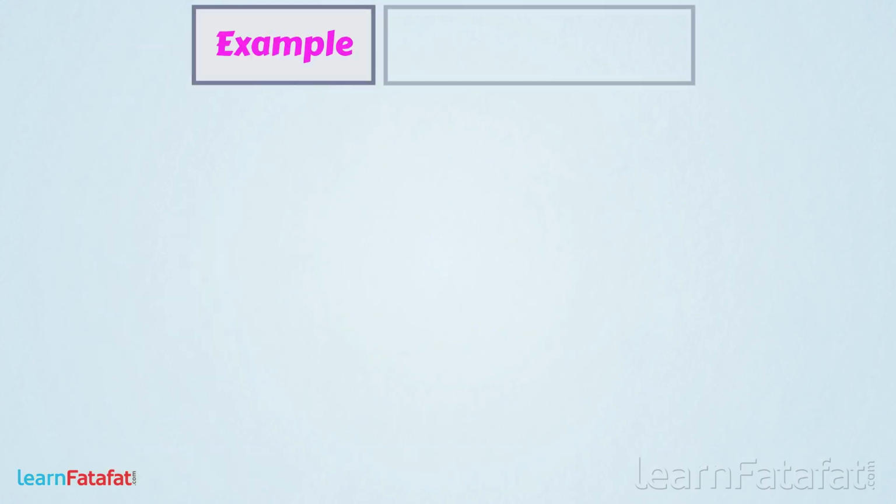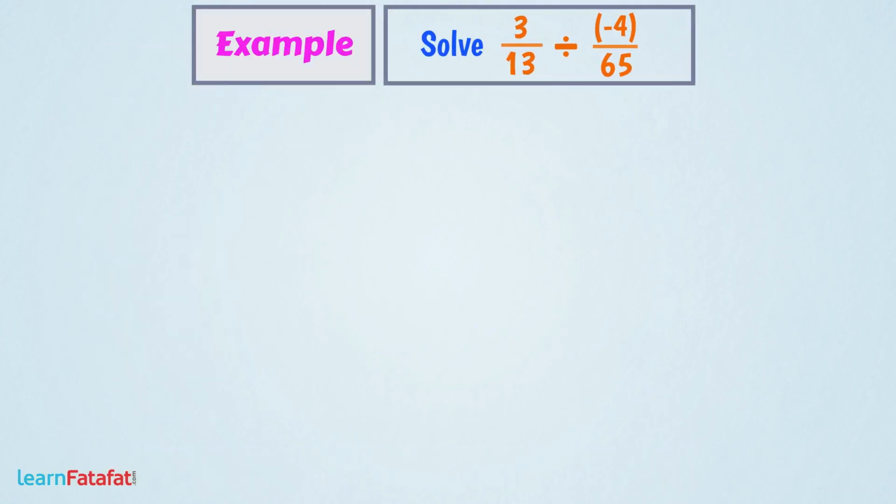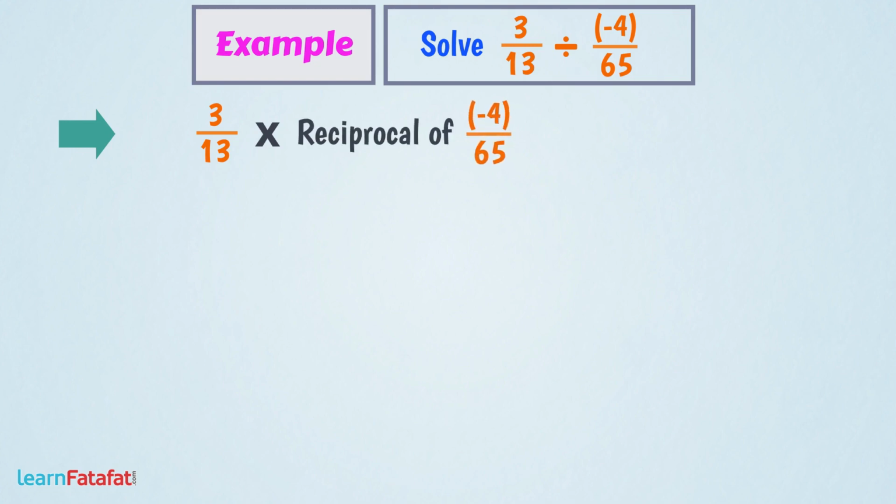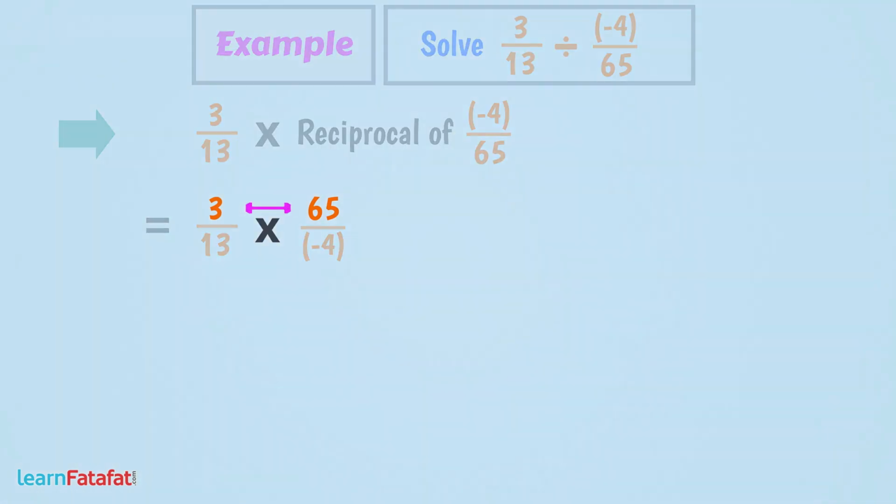Next example, solve 3/13 divided by -4/65. To solve this, first convert division into multiplication by taking the reciprocal of -4/65. So the expression becomes 3/13 into 65 by -4. Here, we can multiply 3 and 65 directly.